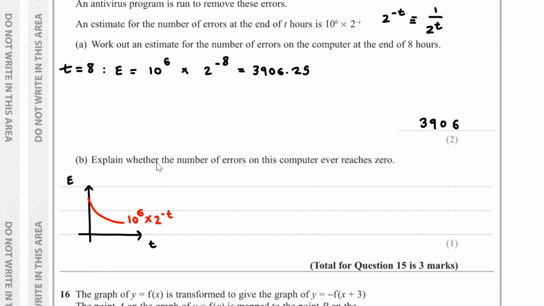So therefore, we'll never have a computer with 0 errors, so therefore we have no, and that's because 2 to the minus t can never be 0.